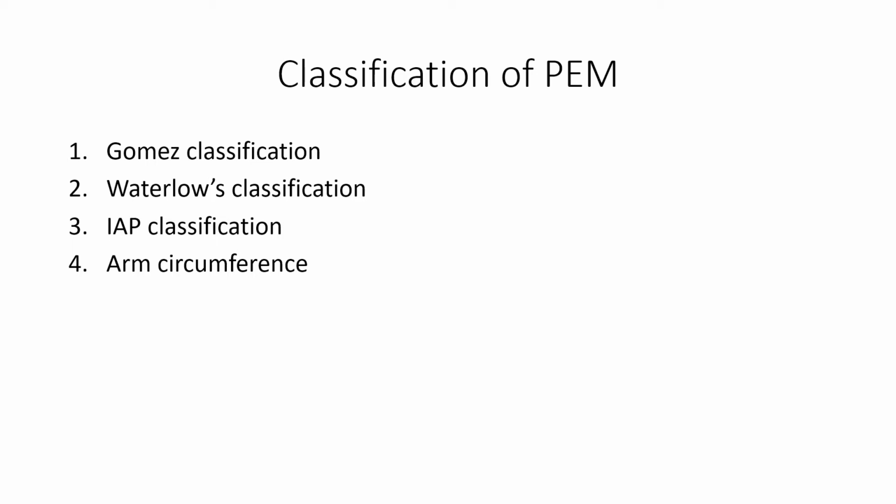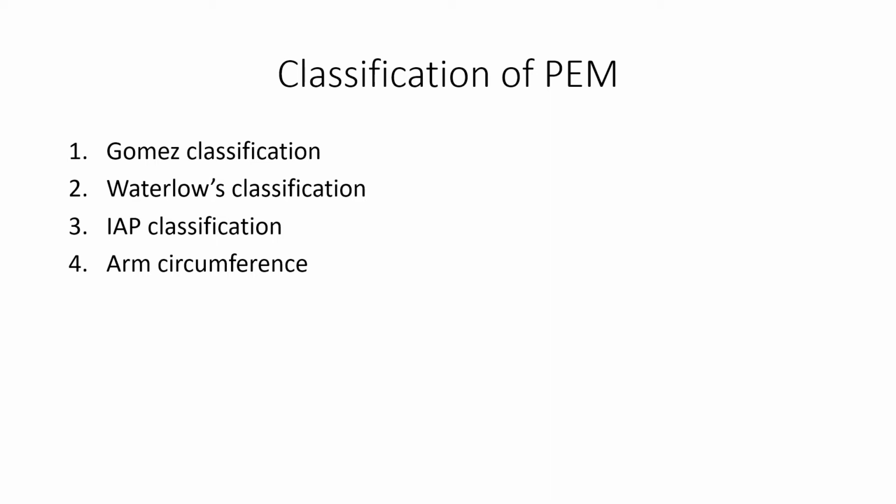Now coming on to the classification of PEM. There are four main types of classification which should be known at the undergraduate level. They are Gomez classification, Waterloo's classification, IAP classification. IAP stands for Indian Academy of Pediatrics, the association of pediatricians in India. And finally, the arm circumference, that is the mid-arm circumference of the child.